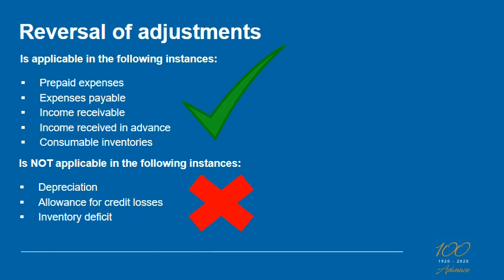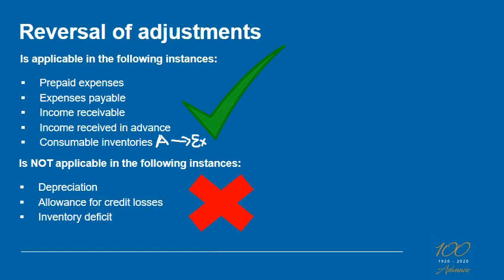So, which adjustments will we have to reverse at the start of every financial year? In our example, we had prepaid expenses that we reversed. Expenses payable will have to be reversed back into the expense account. The same treatment for income receivable and income received in advance. And then we will also have to reverse back our consumable inventories that we've taken to the asset account back into the expense account. Because remember, you are not going to buy new stationery if you still have stationery left in the cupboard.